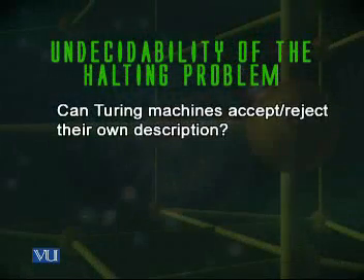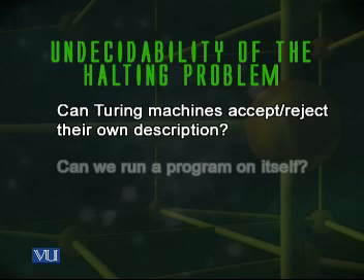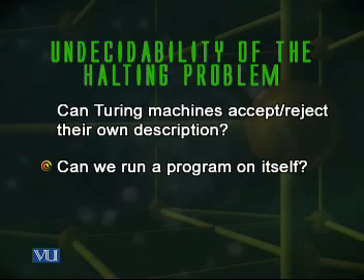Can a Turing machine accept or reject its own description? That sounds a bit strange. Let's think about this problem in terms of programs. Can we have a program that we can run on itself? Well, of course. There are some examples that you have already seen. Let's look at a few examples, and this would convince us that this is not an extremely strange idea. Running a Turing machine on its own description is like running a program on itself.